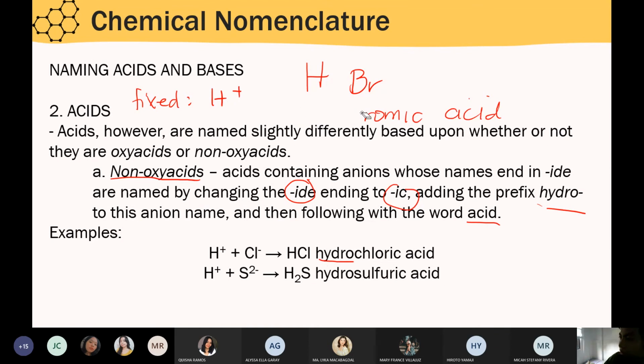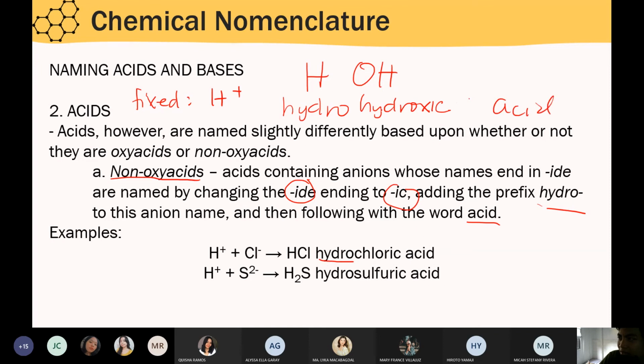How about this one? The last one. This one is hydroxide. If I pair it with hydrogen, it becomes water. Okay? What is the other name of water according to this rule? Okay, so this is hydroxide. Again, the ide will be converted to ik. Add the prefix hydro and affix the word acid.